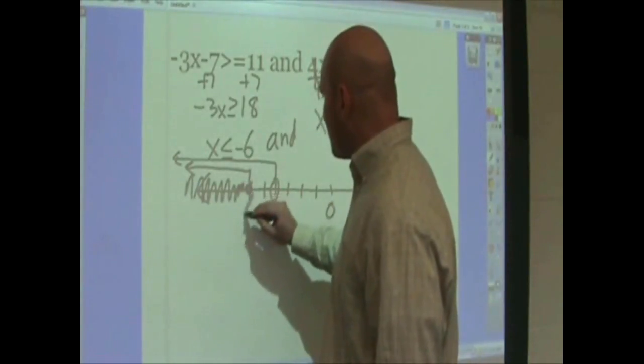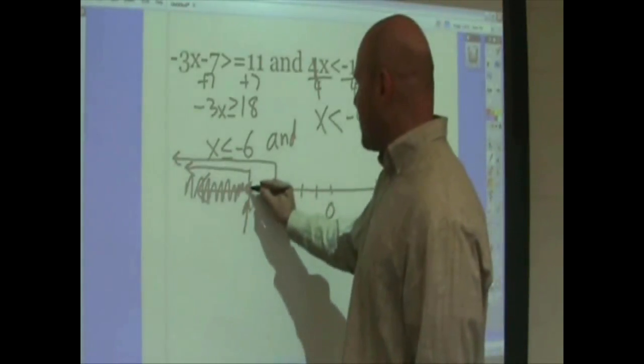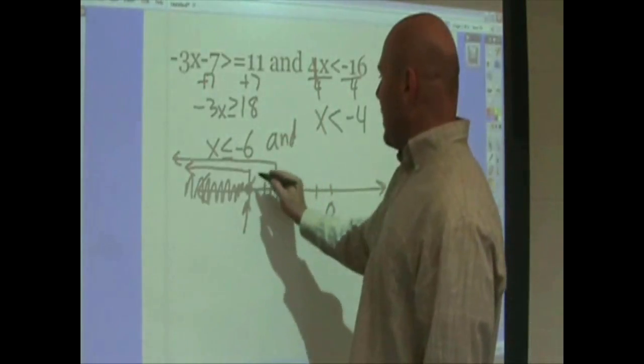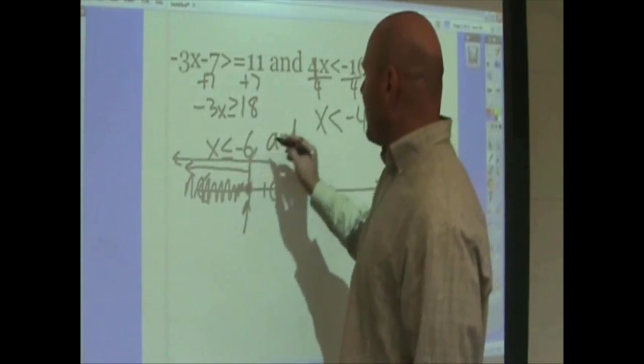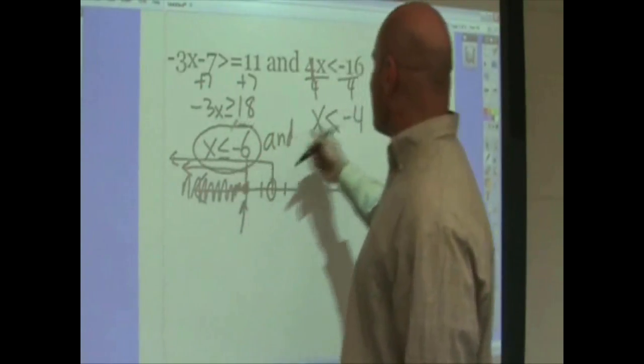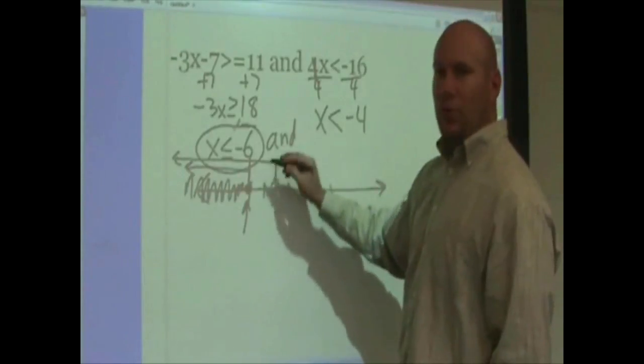Now the question is, is negative 6 itself okay? The answer is yes, because it's a closed dot. It fulfills this equation because of less than or equal to. And so therefore my cutoff is right there. So actually my answer to this particular inequality is this piece. It's not that one. Negative 5 is not okay because it only fulfills one of the inequalities.